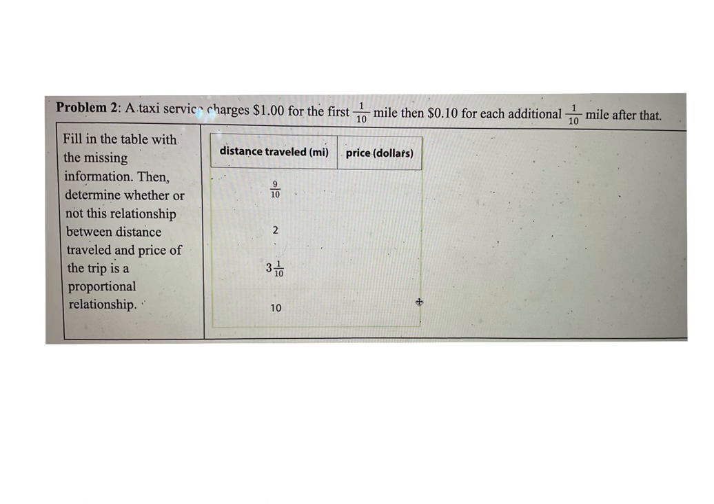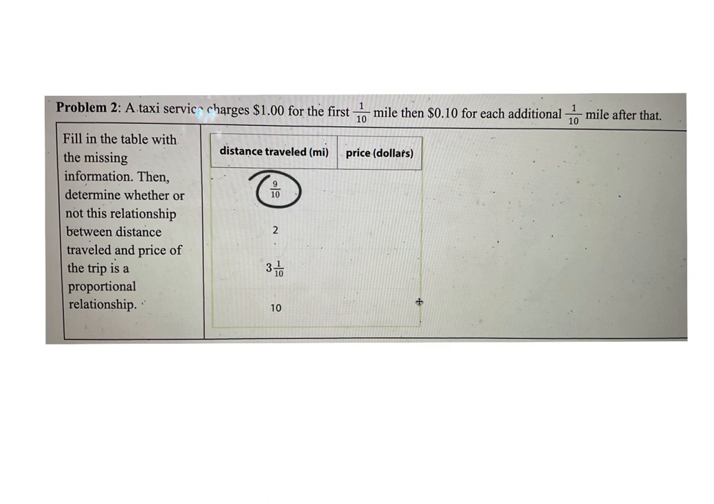All right, a taxi service charges $1 for the first tenth of a mile, and then 10 cents for each additional tenth of a mile after that. So we're going to fill in the table with the missing info. Then we're going to determine whether or not this relationship between the distance traveled and price of the trip is a proportional relationship. So to figure out the price in dollars, just like the story says, they charge $1 for the first tenth of a mile.